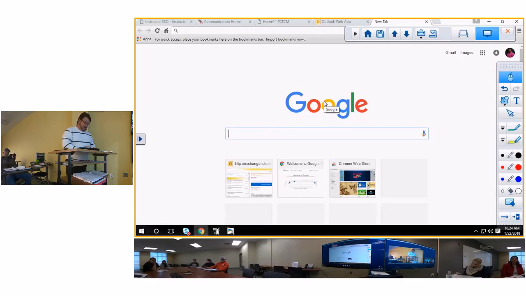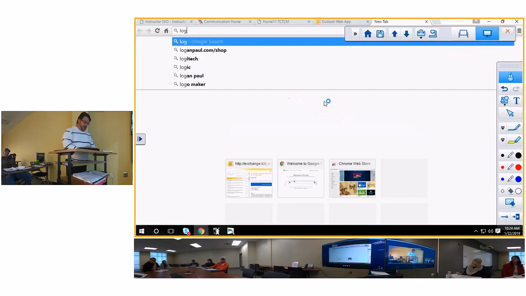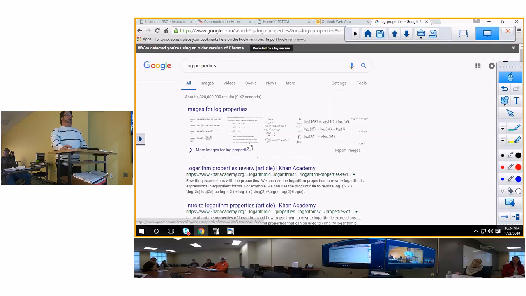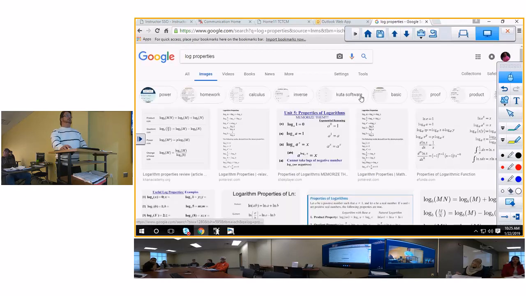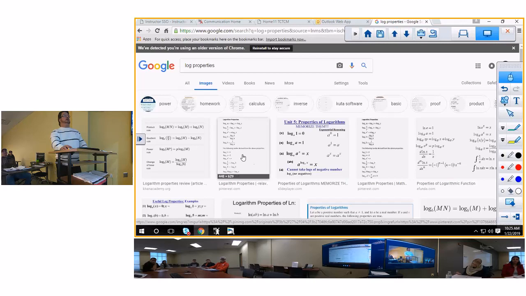Oh. So type in log properties. This is real tough. Some of y'all won't be able to do it. Look at there. It's a miracle. Hit images. Oh, look at there. And there's a good one right there. Click on that.